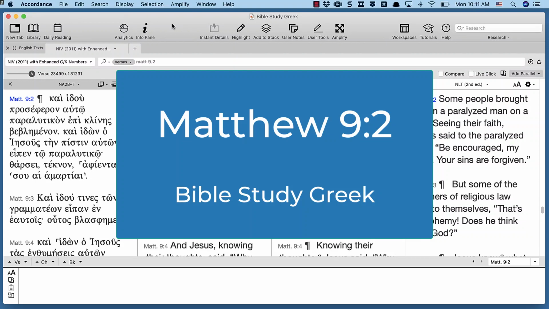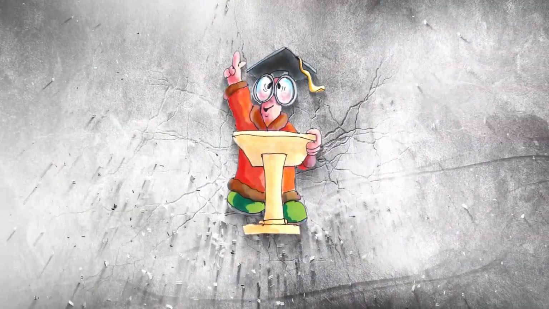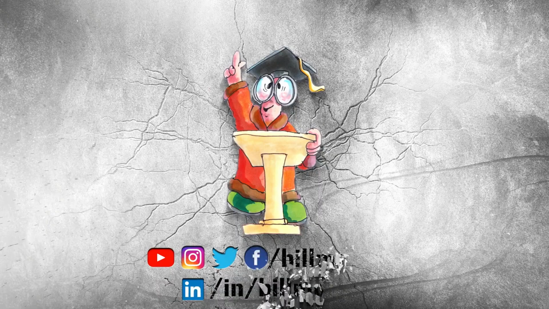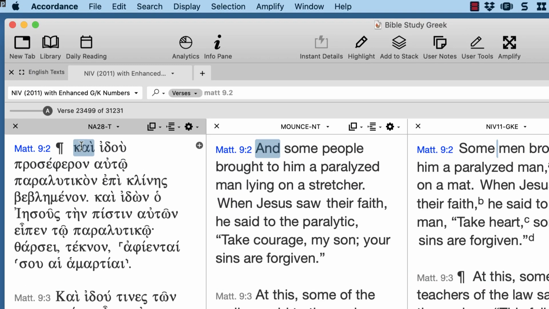In terms of ordering phrases, sometimes translators have to choose between the Greek order of phrases and the English order of phrases. And it's one of those tricky things where it's easy to miscommunicate. Let me show you why. In Matthew 9:2, we read, "And behold, bringing to him a paralytic on a stretcher lying."